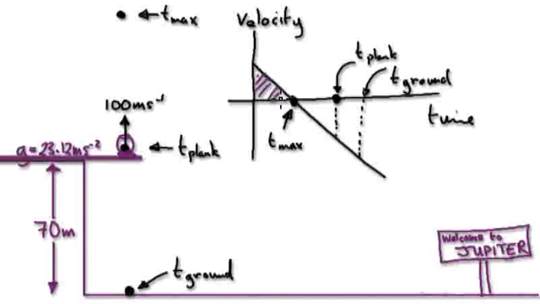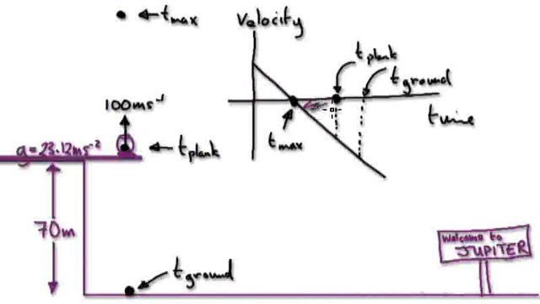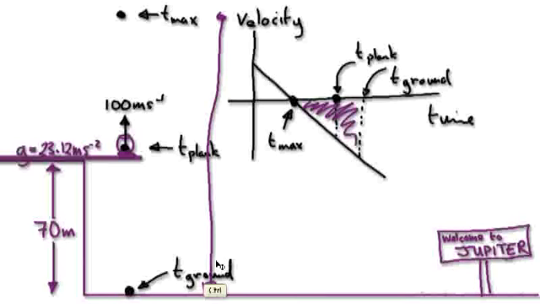The area of this bit here represents the actual height, so from here up to its maximum height. This area here represents the distance from the maximum height down to its original position. Okay, and this area here represents from here to the ground, the height of the cliff, basically, and this whole area here represents the distance from here all the way to the ground.